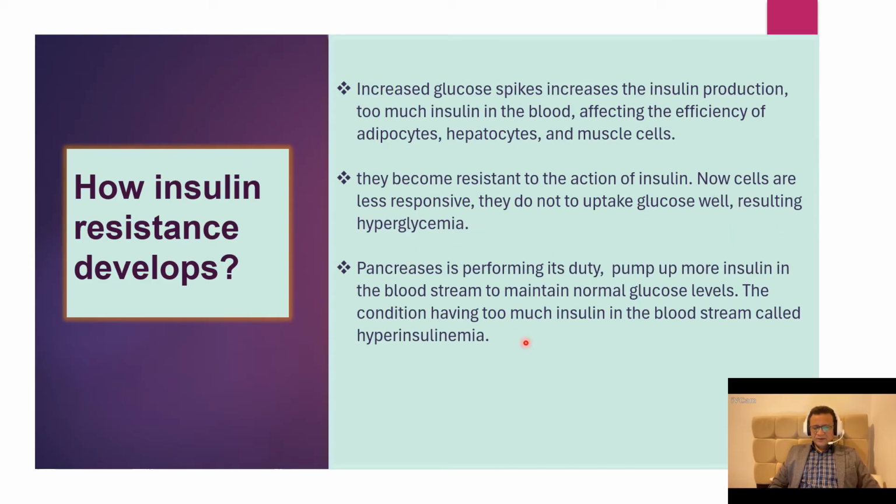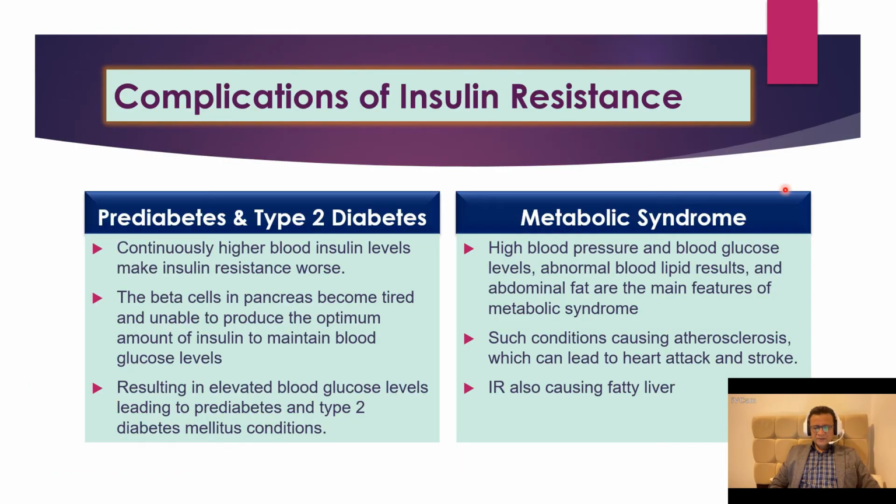So our pancreas is performing its duty. If there are higher glucose levels, if hyperglycemia, the pancreas has to pump more insulin into the bloodstream to maintain normal glucose levels. The condition of having too much insulin in the bloodstream is called hyperinsulinemia. Complications of insulin resistance.